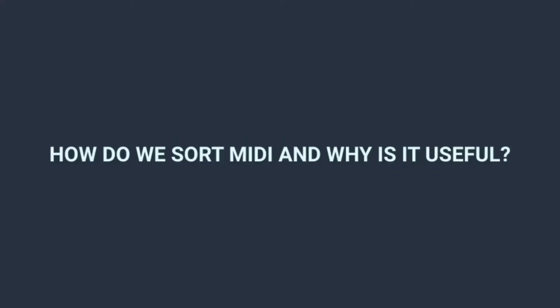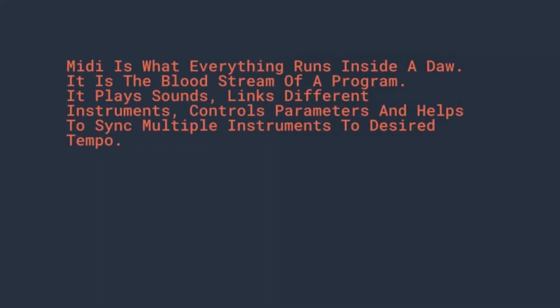How do we sort MIDI and why is it useful? MIDI is what everything runs inside a DAW. It is the bloodstream of a program. It plays sounds, links different instruments, controls parameters, and helps to sync multiple instruments to desired tempo.